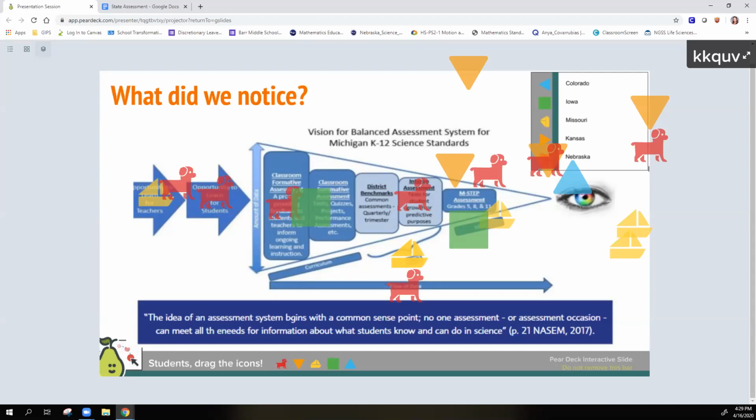All right, one last question I'm going to throw out to you. What patterns do you see across all of the states? Anybody have some thoughts on that?